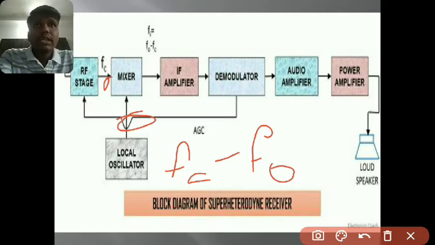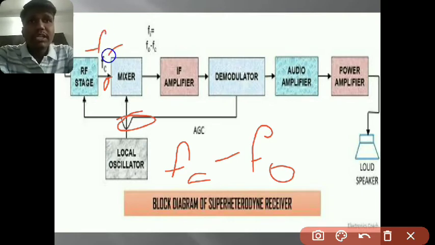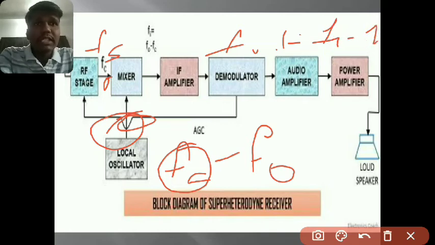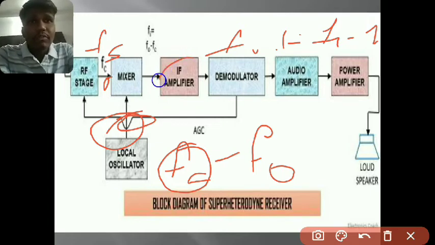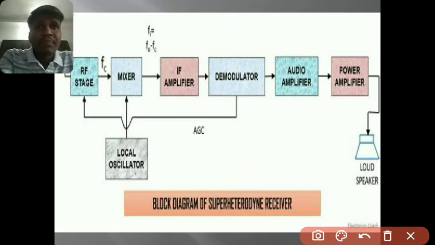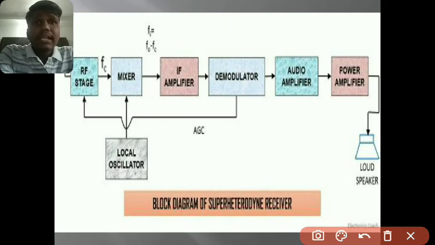It mixes the incoming radio frequency wave Fc with the wave from the local oscillator, that is the frequency Fo, giving rise to sum and difference frequencies like Fo plus Fc or Fo minus Fc. These sideband frequencies produce the intermediate frequency. So we define the intermediate frequency as the oscillator frequency minus the radio frequency. This is the second stage, the mixer.